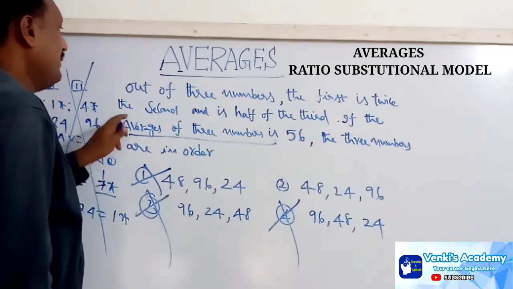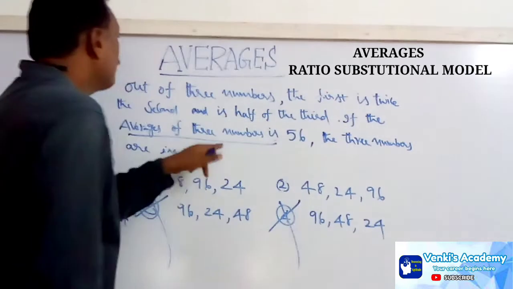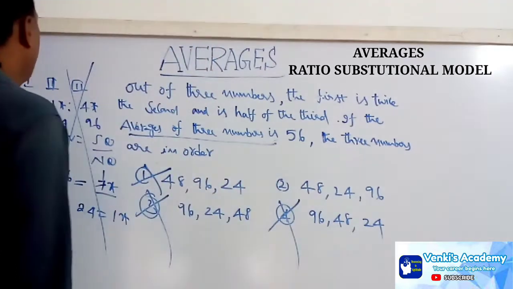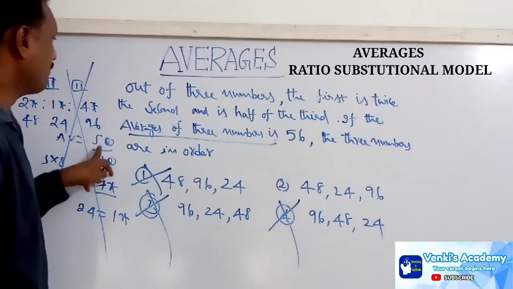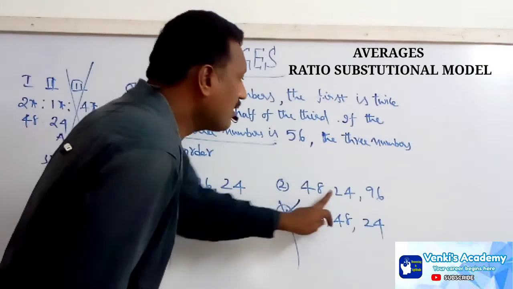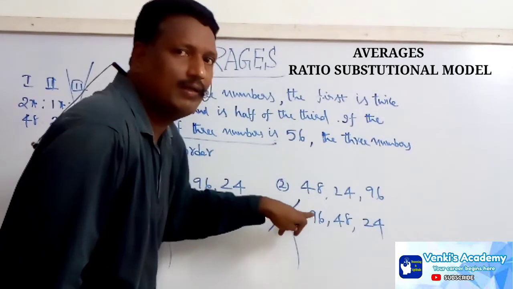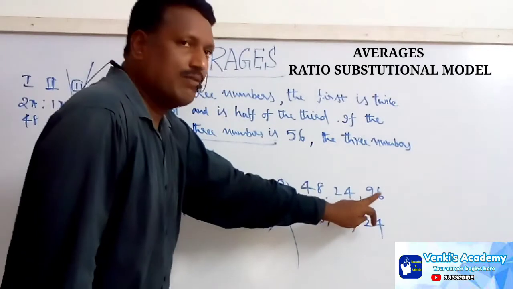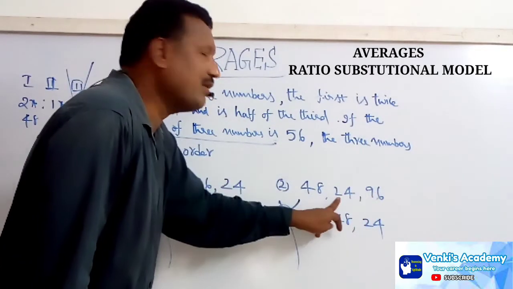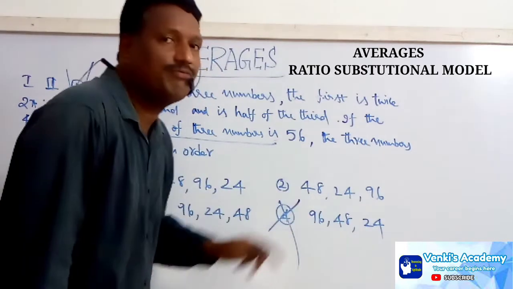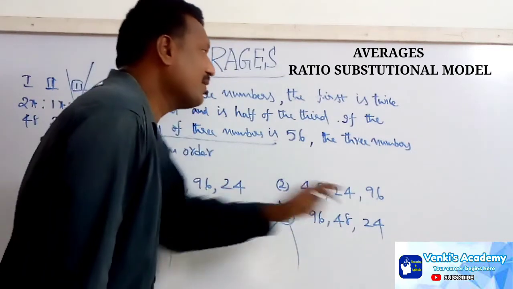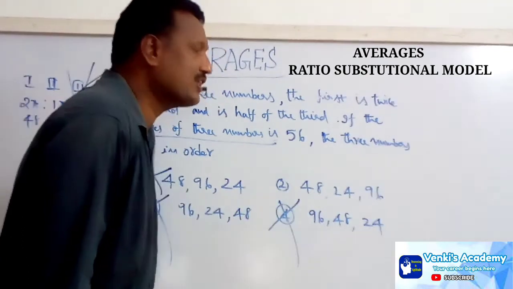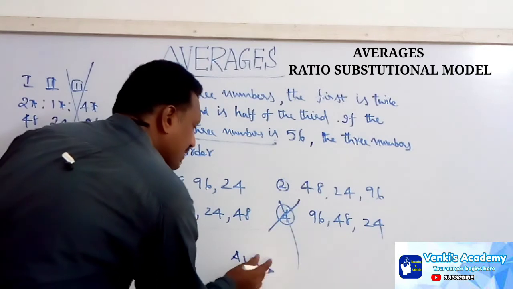How? If the average of the three numbers is 56. What is the meaning of average? Sum of the quantities by number of quantities. That means if we add these three numbers and divide by 3, we should get the average of 56. First we add round figures. 90 plus 20 is 110, 110 plus 40 is 150, 6 plus 4 is 10, 150 plus 10 means 160, 160 plus 8 is 168.